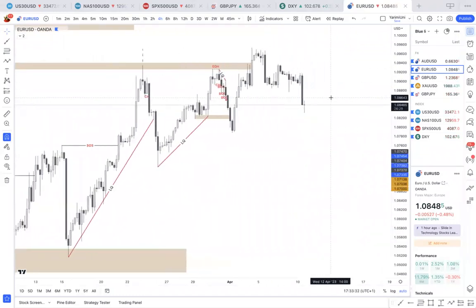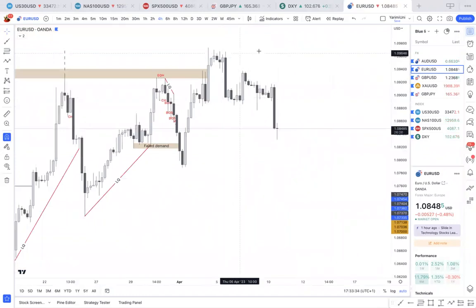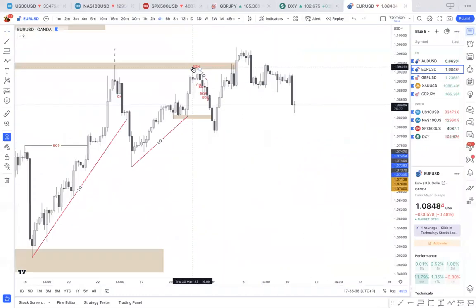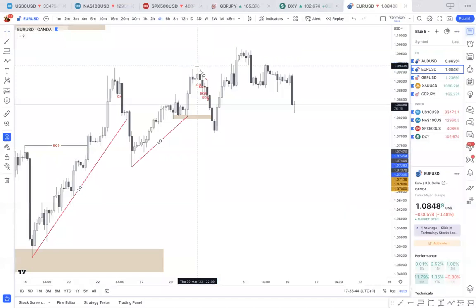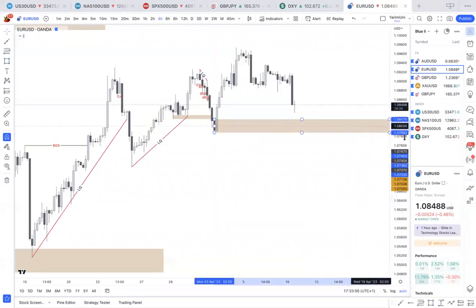So here we have a distribution in which price has now taken all the liquidity from this side. Anyone that was in sales from here, they're gone. And now we're seeing price move back down to the downside. Now, we may see price react off of this demand zone, because practically, this is a break of structure as well.